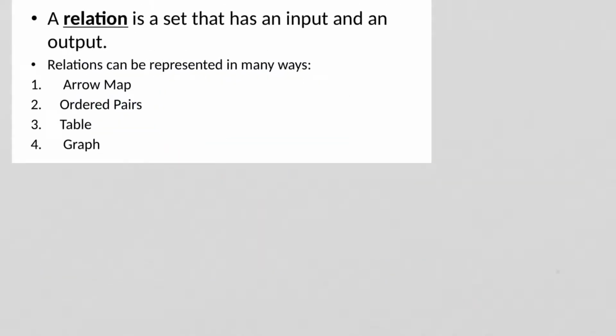Alright, so let's talk about how you could show a relation. The one that I just had there with the teachers and the subjects is called an arrow map. That's one way. The second way is if I show it as an ordered pair with an X comma Y. The next one is if I put it in a table. And the last one is showing the points as a graph.